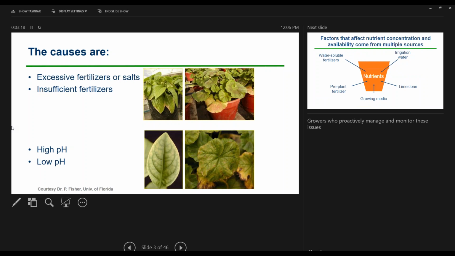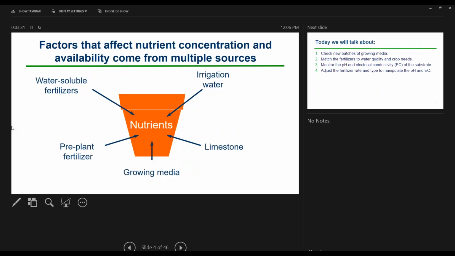Think about this when you're trying to diagnose yourself, or when you're trying to train someone. That's the way you want them to think. If they see a problem, you want them to narrow down to these four potential causes. Okay, and now when we break that down a little bit further, we can think of the factors that affect nutrient concentration and availability, which come from multiple sources, right? All the inputs that come into that container are going to affect the amount of nutrient and the availability. And when I say availability, I'm typically talking about pH, right? So we can think about the water-soluble fertilizers that we're applying.